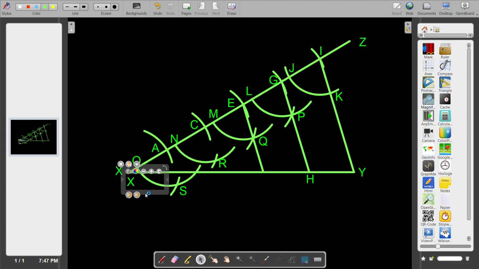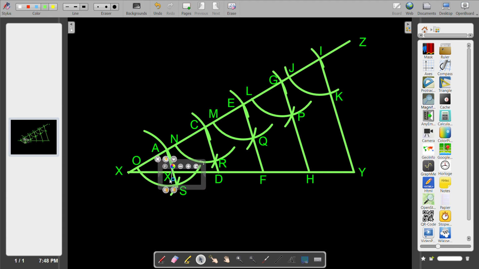Similarly, join E with Q and extend it, and the extension of EQ and XY intersect at the point F. Again, join C with R and extend it, and the extension of CR and XY intersect at the point. Let us suppose that its name is D.